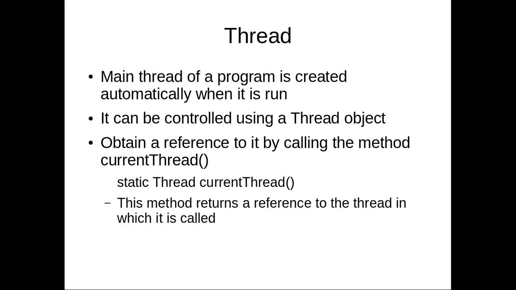That means if you are executing a program and you want a reference to the current thread, that means the current object, it's also a thread, and if you want the reference to that, then use the method currentThread. That means static Thread currentThread is a method which returns a reference to the thread in which it is called.